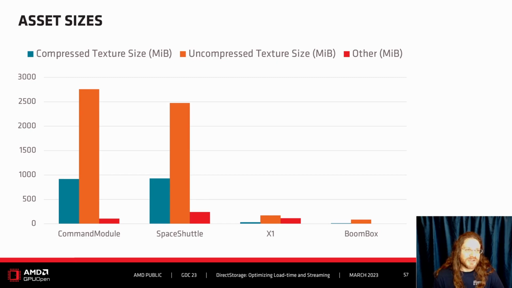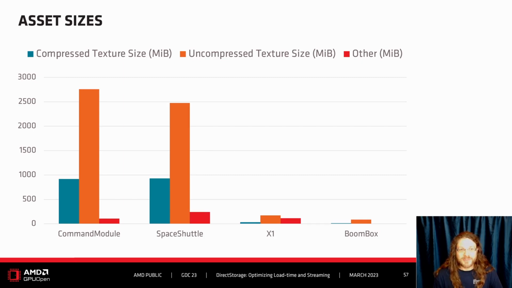This chart shows the compressed asset size, the compressed texture size, uncompressed texture size, and then other. It's important to note that we only implemented direct storage for the textures because they represented the largest amount of resource data to load. So the other stuff is, of course, index buffers and vertex buffers. When the textures are compressed using direct storage, we can see that the command module is just under 1 GB of data. The uncompressed size, though, would have been about 2.7 GB of data.